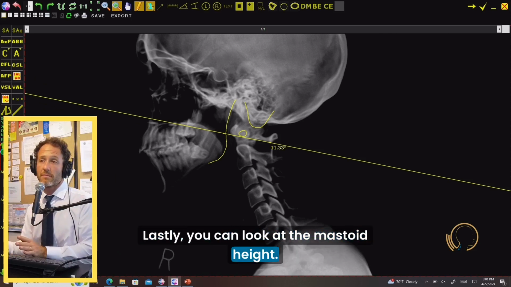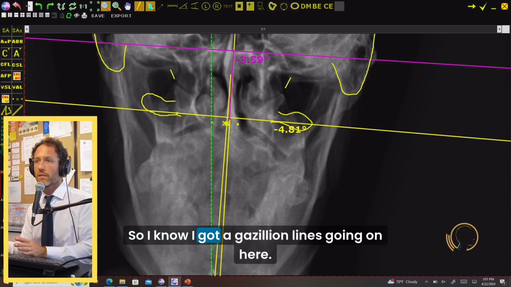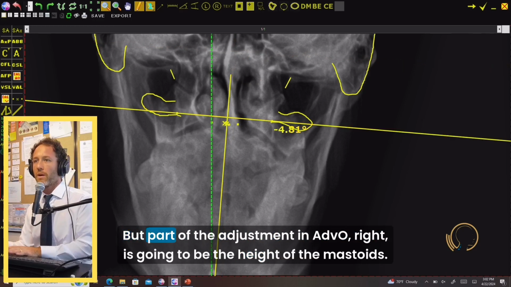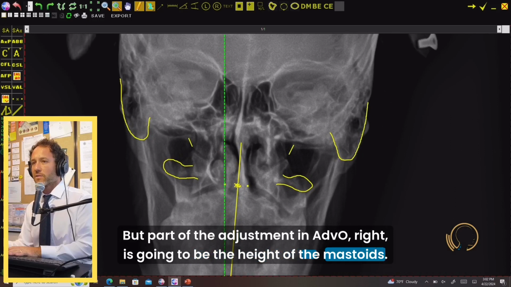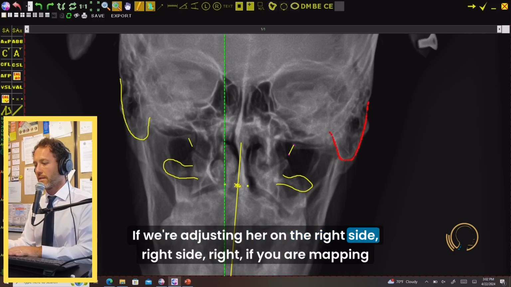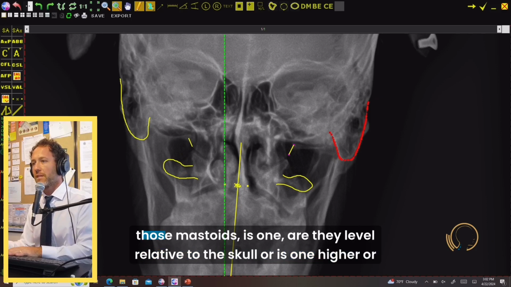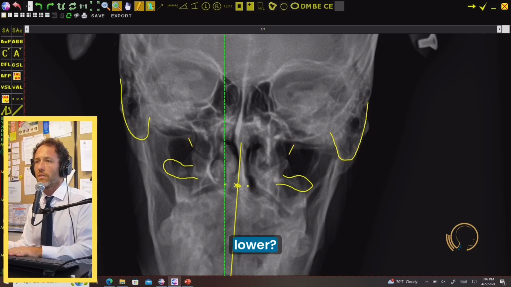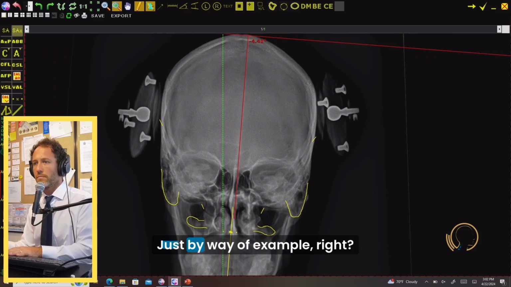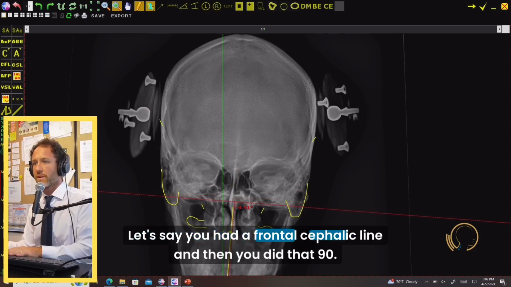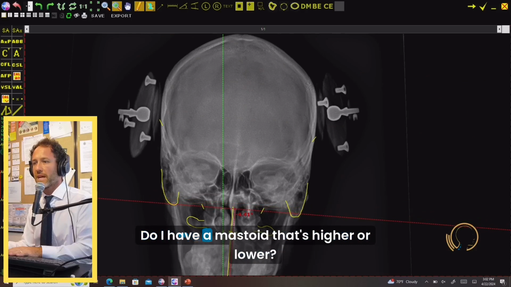Lastly, you can look at the mastoid height, right? So I know I got a gazillion lines going on here. But part of the adjustment in AdvO is going to be the height of the mastoids, if we're adjusting her on the right side. If you are mapping those mastoids, are they level relative to the skull, or is one higher or lower? And again, with that frontal cephalic line, which I just erased, but just by way of example, let's say you had a frontal cephalic line and then you do that 90. Do I have a mastoid that's higher or lower?